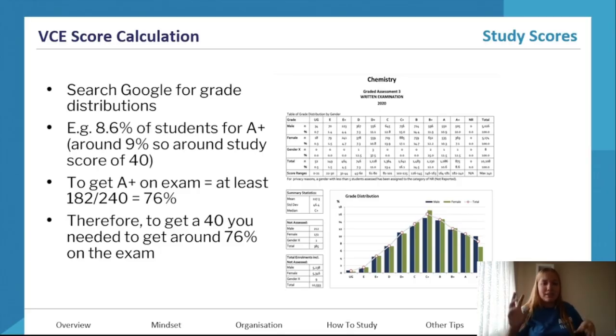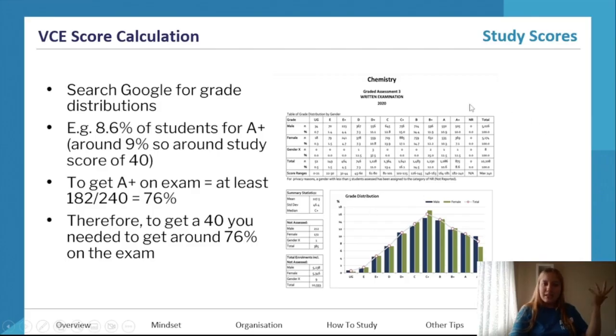Then the categories of A plus are just applied to visualize it all and separate students into categories. But all of those sections are arranged from low to high A plus, low to high as well. The size of those ranges differs, yes, but so does the number of students that tend to score in each of the ranges. So therefore, to get a 40, you needed to get around 76% on the exam. Similarly, if you got between 95 to 100% on the exam, we think you might have a study score of, say, 49 or 50, quite likely.